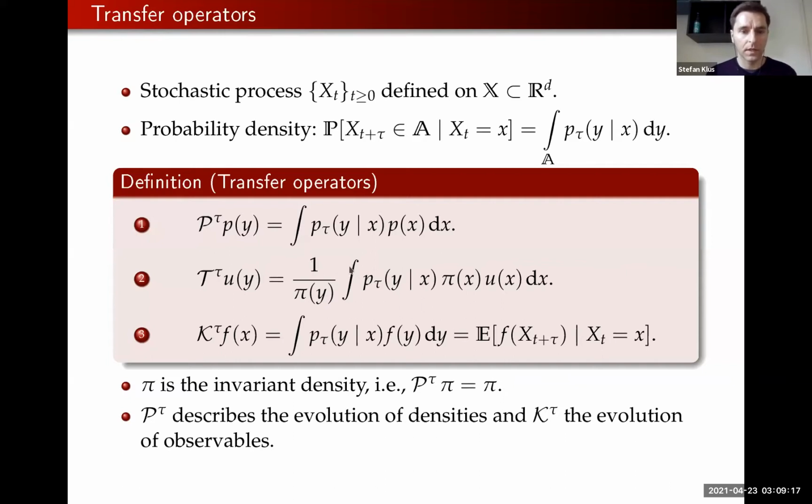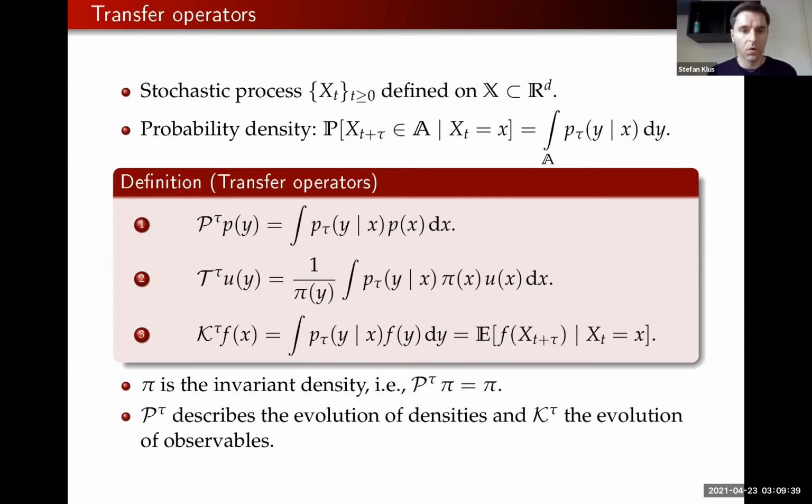So we are interested in computing the eigenvalues and eigenfunctions of these operators, because they contain important information about the global dynamics of the system, for example, about time scales or about metastable sets and coherent sets. And I will show some examples later. So these are the operators that we want to approximate, and we want to approximate them from data.